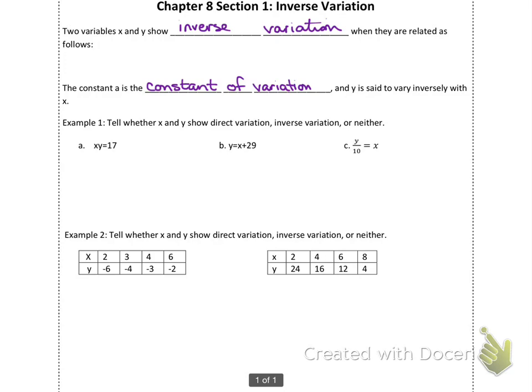Now, a long time ago, you learned about direct variation, and that looks like this: y equals a times x, where a is some number. This is direct.